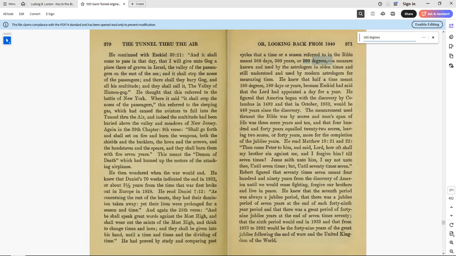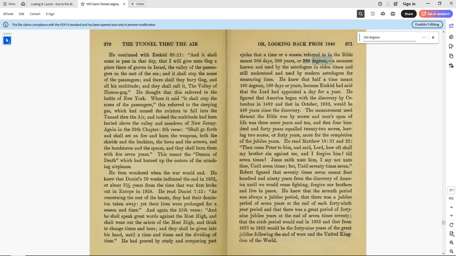A measure known and understood by the astrologers in olden times and still understood and used by modern astrologers for measuring time. He knew that half a time meant 180 degrees, days, or years, because Ezekiel had said the Lord appointed a day for a year. Okay, that's a very important statement right there, and that should give you some food for thought about what a time factor may be.